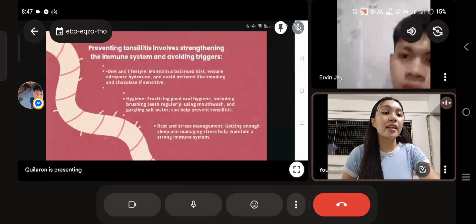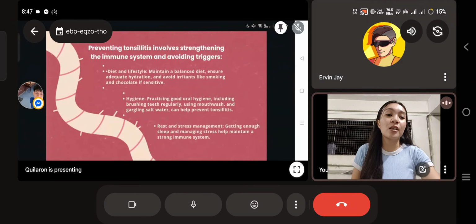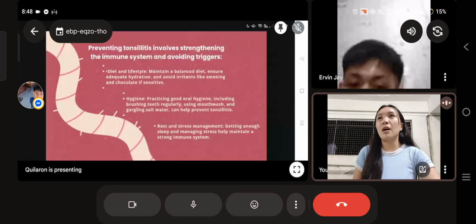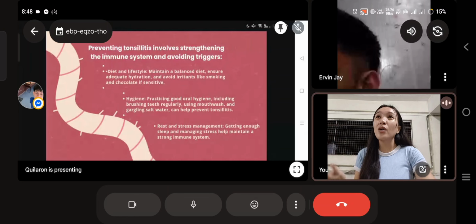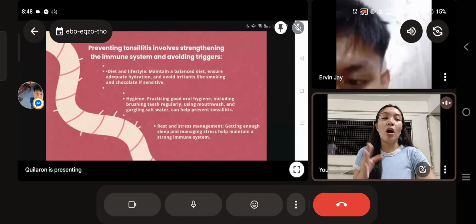Second, to prevent tonsillitis, you also have hygiene. Practicing good oral hygiene, including brushing your teeth regularly, using mouthwash, and gargling salt water can help prevent tonsillitis. Of course, lastly, when we experience tonsillitis, we have to rest. When we experience tonsillitis and have a fever, we should not be walking around. We have to rest and manage our stress. Get enough sleep. Okay? Get enough sleep. Rest.